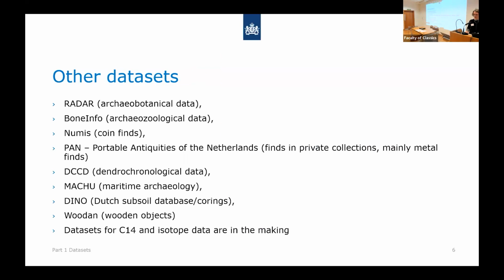In addition to Archis and Dans, there are several other systems in the Netherlands in which primary archaeological research data can be found. They are listed on the slide. There are datasets for coins, metal finds, dendrochronology, maritime archaeology, corings and wooden objects. And at the moment, datasets are made for C14 and isotope data. I can't tell you about all of them in more detail, but I will give some more information about Bone Info and Radar, the two at the top, which are both bioarchaeological datasets and therefore probably of most interest to you.